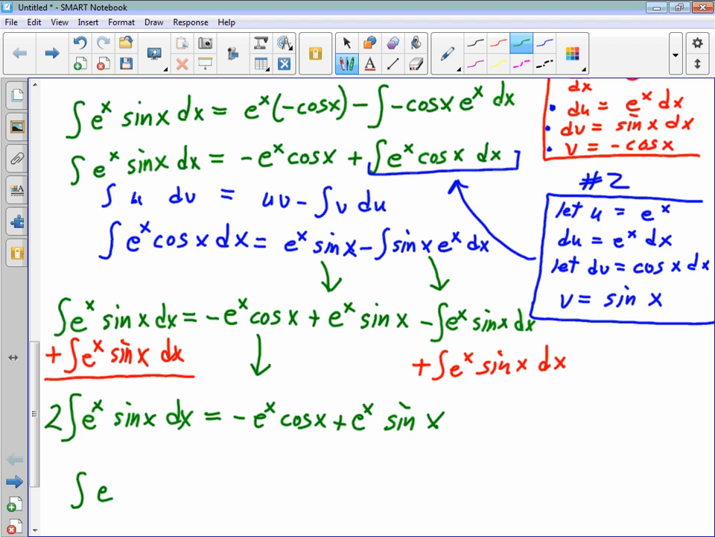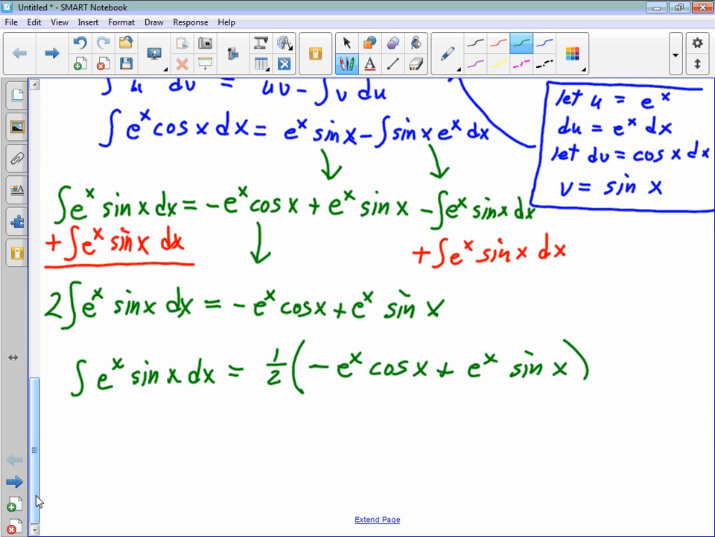Integral e to the x sine x dx equals, say it with me, 1/2 times the opposite of e to the x cosine x plus e to the x sine x. Okay? And from here we can clean it up a little bit, but basically you're done.